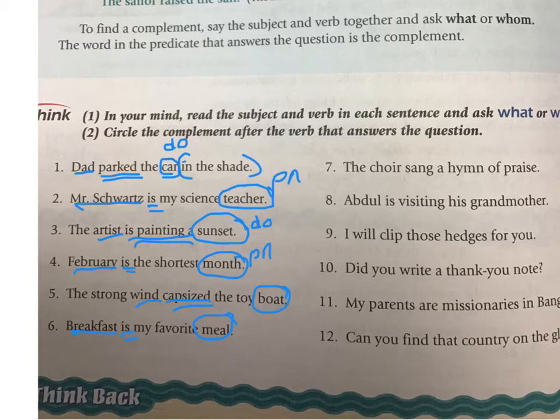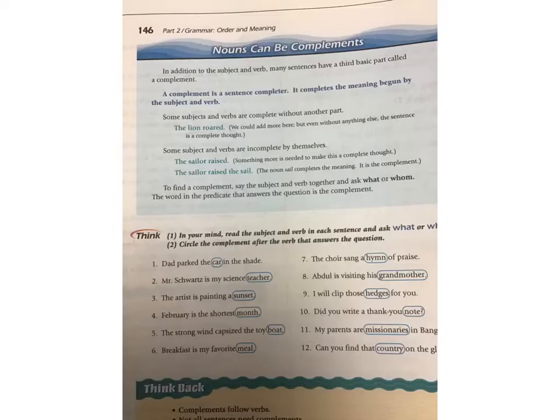But I want you, from 7 through 12, to go ahead and underline your verb twice and your subject once, and circle your complement. And remember, your complement cannot be in a prepositional phrase. So go ahead and do 7 through 12 for me. Okay, if you finish 7 through 12, I want you to go ahead and go to the next page.